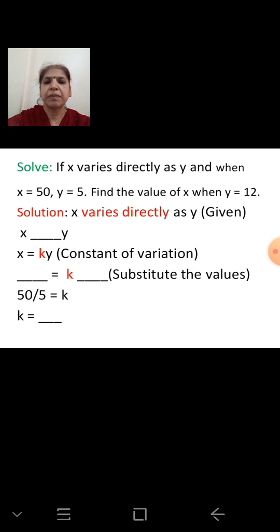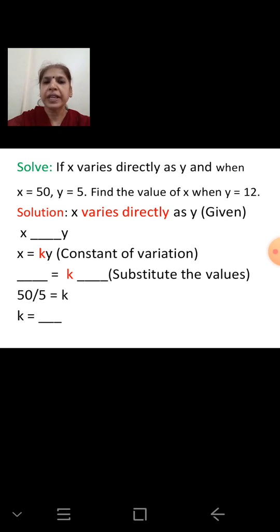Let's solve this sum based on what we have learnt in the previous session. If x varies directly as y, and when x is equal to 50, y is 5, find the value of x when y is equal to 12. So we have to start the solution. What do we always start with? Given. What is given? x varies directly as y.